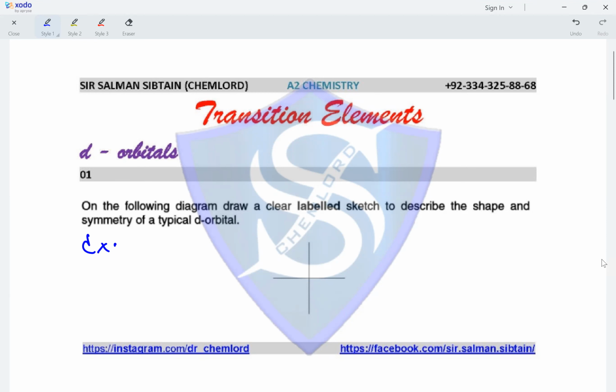it dxy, so we would label the x and the y axis, and since dxy represents a d orbital with its lobes present between the x and y axis, so this is one lobe, this is the other lobe. Then we would continue with a third and a fourth lobe between the x and the y axis. So we would end up with a dxy orbital drawn this way.